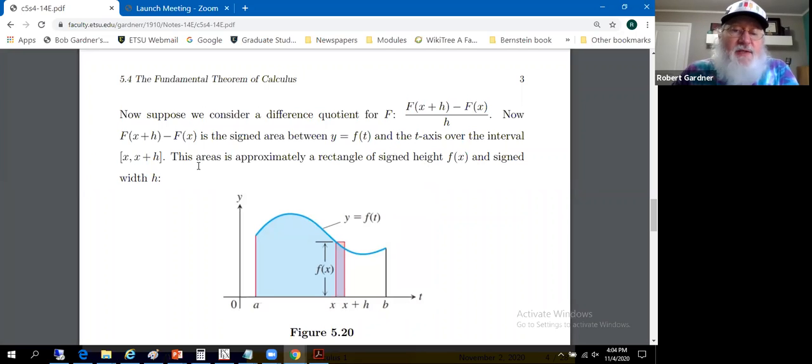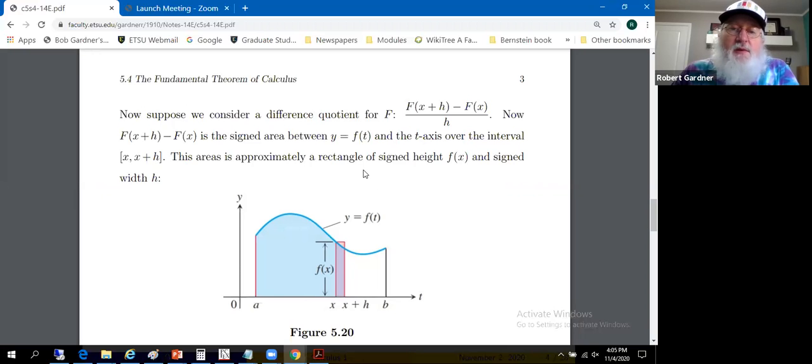Over the interval from x to x plus h. So capital F of x plus h would be the area under the curve over to here, to x plus h. Capital F of x would be the area under the curve over to here, where the input value is x. Take the difference of those two. You'll take the total area from a to x plus h, subtract away the area from a to x, and that'll just leave you with this little sliver of area here. That's what capital F of x plus h minus capital F of x is. That's what that numerator represents.